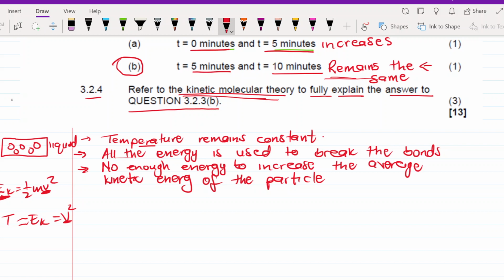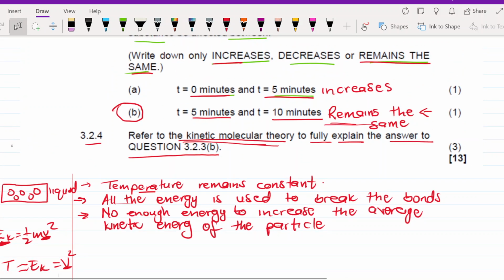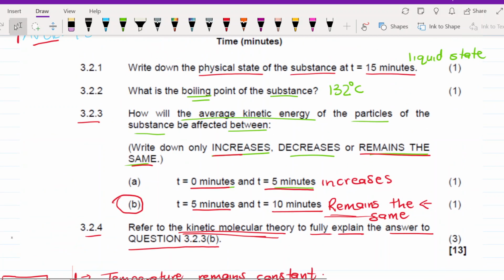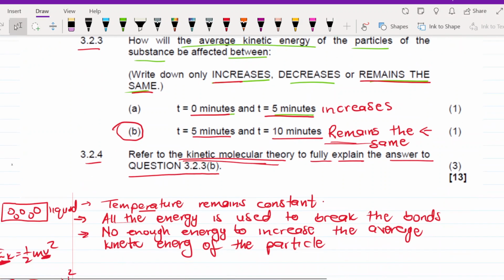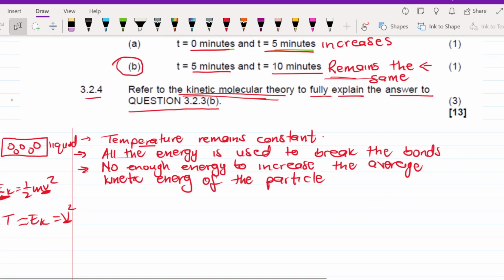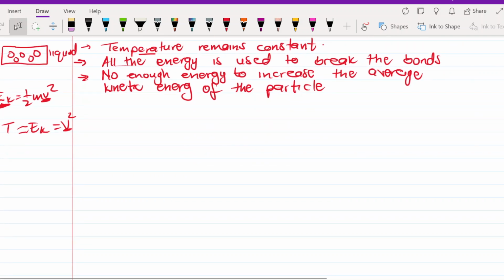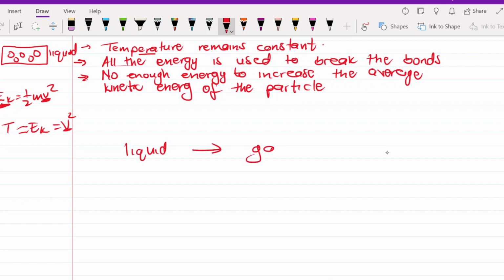So that was the last question in our video. So we are done with 2 questions on the kinetic molecular theory. I think by now you have an idea of what is going on. Before we finish the video, let me quickly explain. We mainly explained the liquid. Now what happens when the substance moves from liquid to gas? What happens to the average kinetic energy?